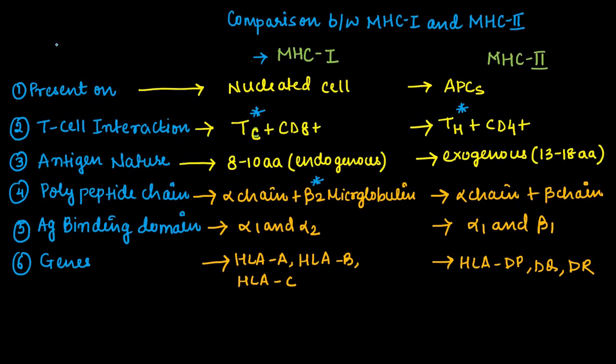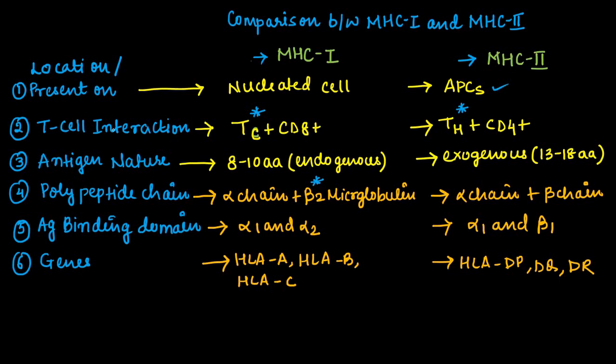Okay, so this is an overall comparison between both the MHC molecules, that is MHC class 1 and MHC class 2. If you are talking about the location or presence, MHC class 1 will be present on all nucleated cells, whereas in case of MHC class 2 it is only present on the surface of APC, that is the antigen presenting cells.